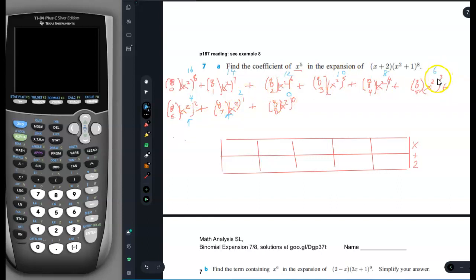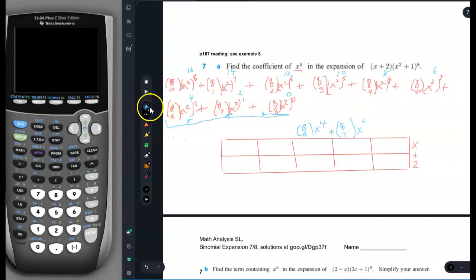X to the 6th is already too big, right? Because if I multiply x times x to the 6th times either of these, it's not x to the 5th anymore. So I only need to write down these two. I'm going to have 8 choose 6, x to the 4th, and 8 choose 7, x squared. And I don't think I even need this one, because if I have a constant term and I multiply it times these, I'm not getting x to the 5th either.